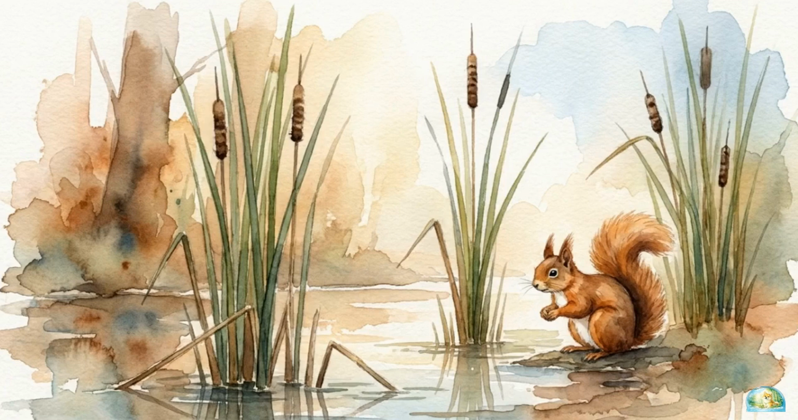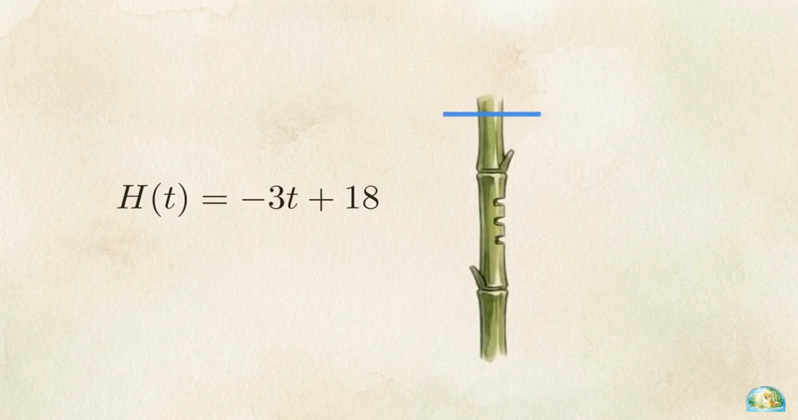Now, watch as the squirrel approaches a water source marked by reeds. Here, we can observe physical loss as the water level drops. This diagram records the water height in inches over hours, using the equation h of t equals negative 3t plus 18. Based on the first path we saw, what does a negative coefficient indicate about the environment?